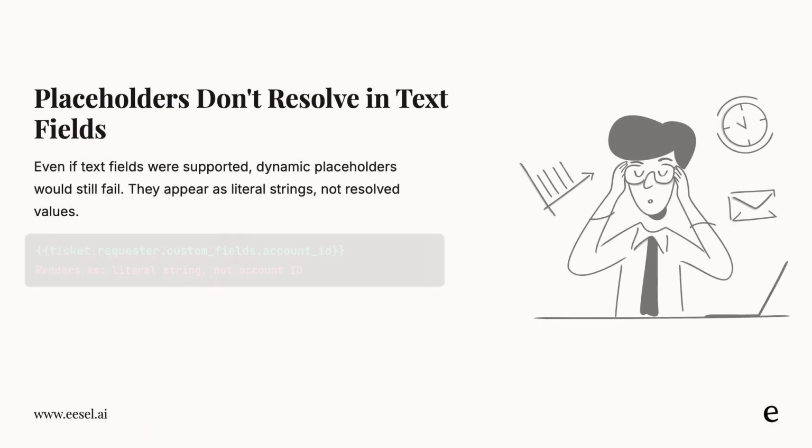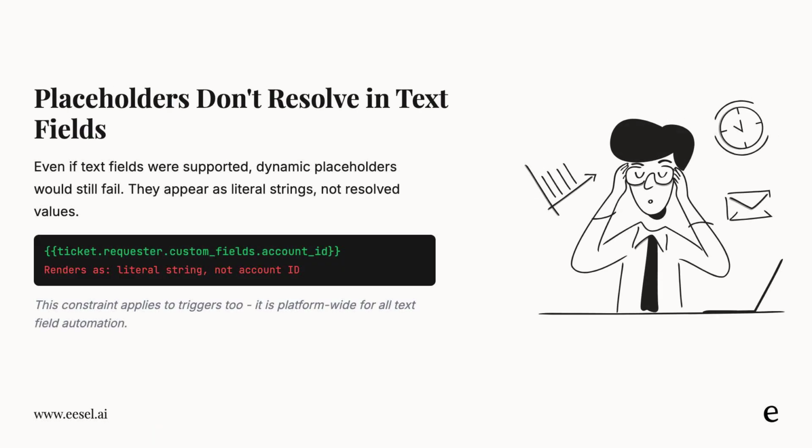And even if text fields were supported, dynamic placeholders would still fail. A placeholder like ticket.requester.custom.fields.account.id would appear in the field as a literal string, not the actual account value. This applies to triggers as well. It is a platform-wide constraint.